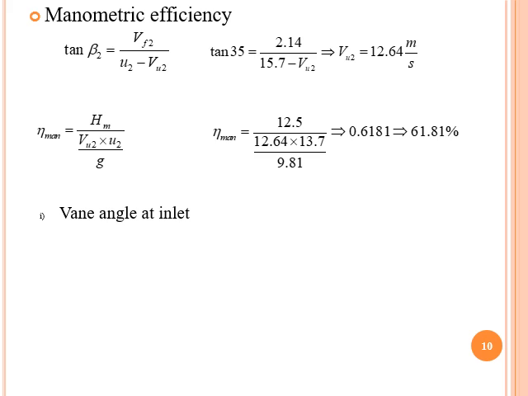So what about the vane angle at inlet? That is, what about the value of beta 1 at inlet? That is calculated by using the trigonometric relation, that is tan beta 1 is equal to Vf1 by U1. Now we know the value of Vf1 as well as U1 and substitute here, and the beta 1 angle, or blade angle at inlet, or vane angle at inlet, is equal to 15.21 degree.